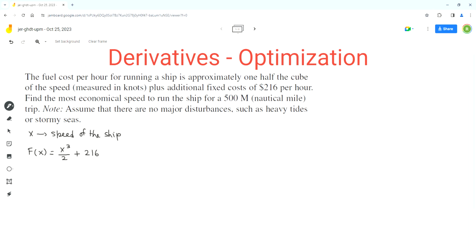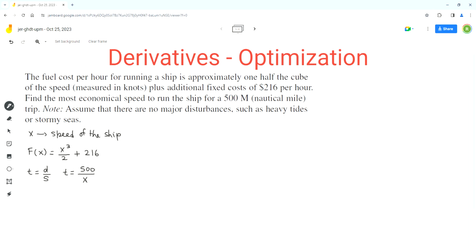So the next step is to find the time in which the ship will travel 500 nautical miles. And for that, we'll use the formula time equals distance over speed. Now we are given that the distance the ship has to travel is 500 nautical miles divided by the speed, which we assumed is x. So this is the expression for the time it'll take this ship to travel 500 nautical miles.